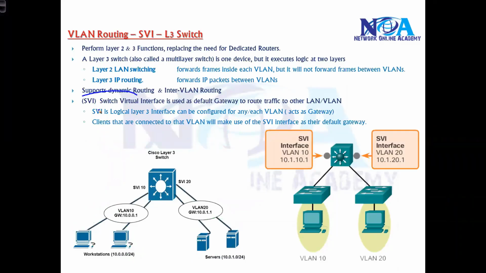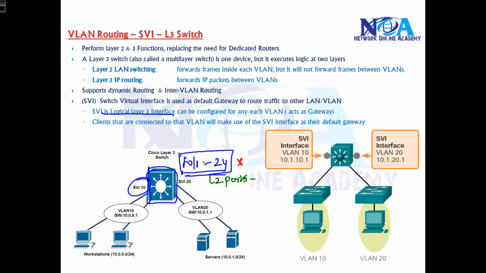Here we'll use something called SVI, switch virtual interfaces, which will be acting as a gateway for routing the traffic between the VLANs. Now, what is SVI? SVI is actually a logical interface, which means physically we are not going to use any of the interfaces. Let's say this is my switch, and this switch is supporting the ports from F0/1 to 24. I'm not going to use any of these ports. These are dedicated layer 2 ports, meaning they do switching.